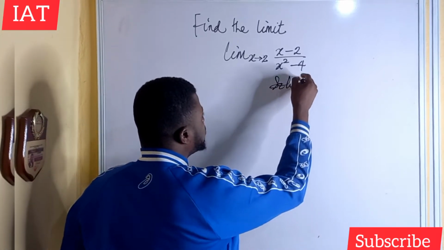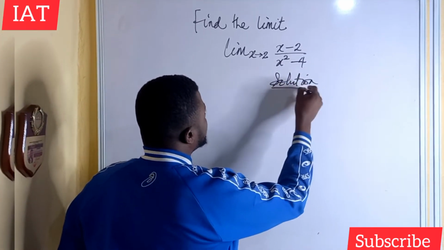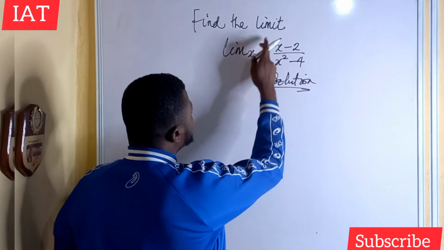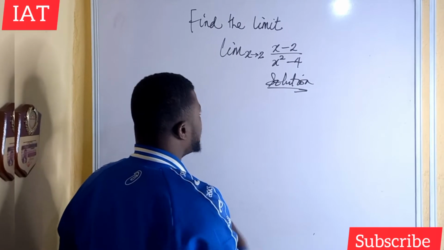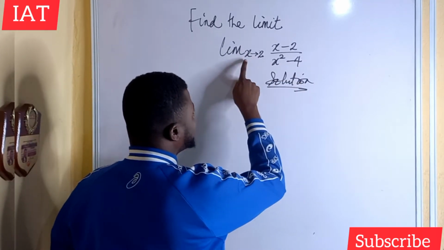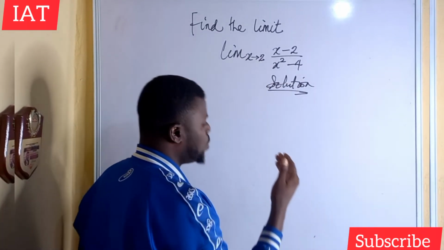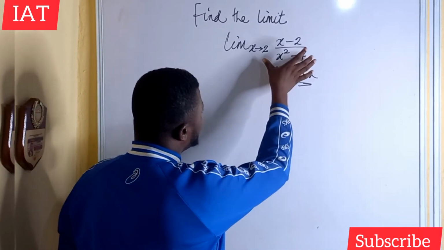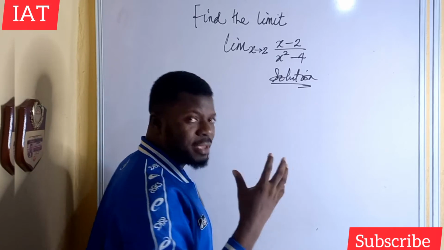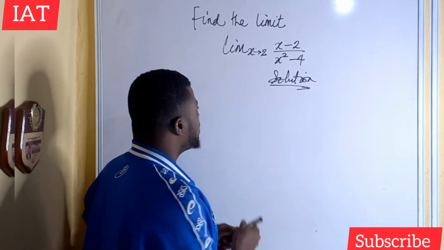The solution to this problem is this. You are to find the limit of x minus 2 over x squared minus 4 as x approaches 2, or x tends to 2. So the best way we can go about this is to try direct substitution.